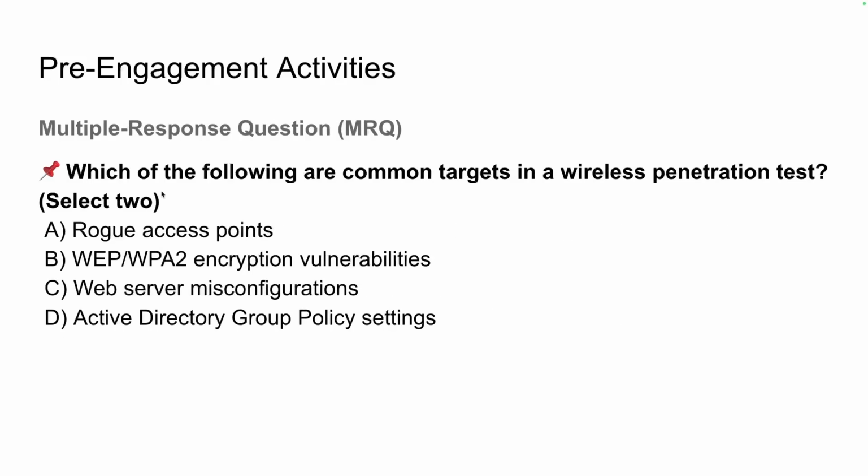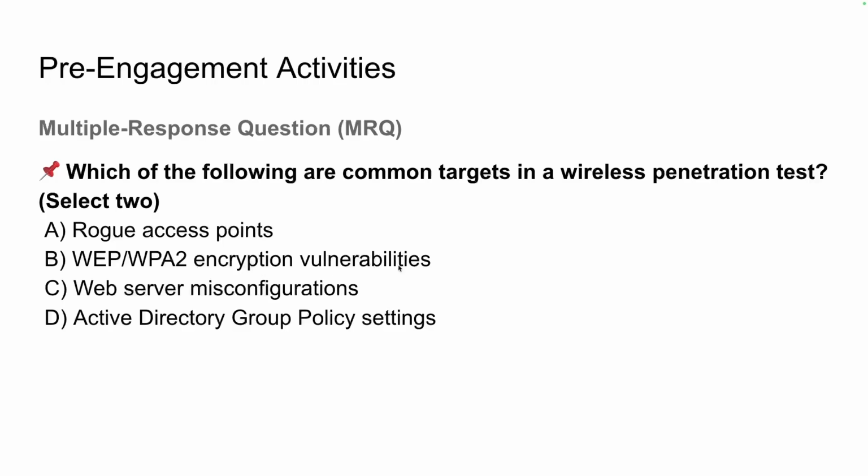Let's go. All right, multiple response. Now we have multiple answers here. Which of the following are common targets in a wireless penetration test? Wireless doesn't mean mobile devices, right? It means wireless devices in general. So rogue access points. A wireless access point that we do not have on our list of access points, right? So what is a common target? That is not necessarily a target. It's kind of like an indication that your network has been compromised.